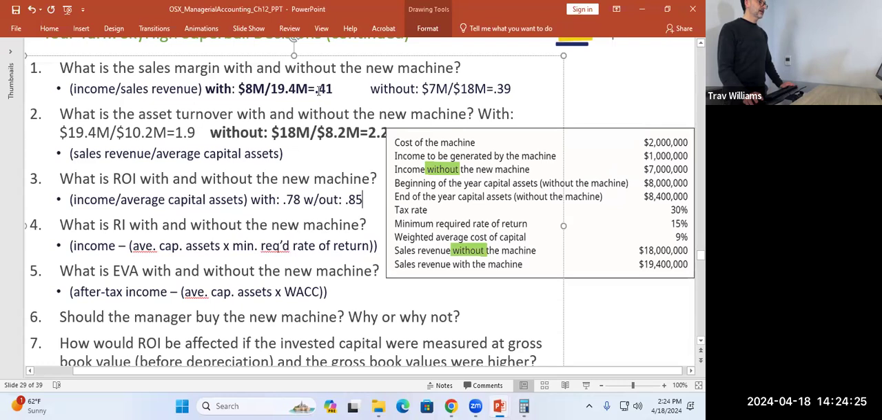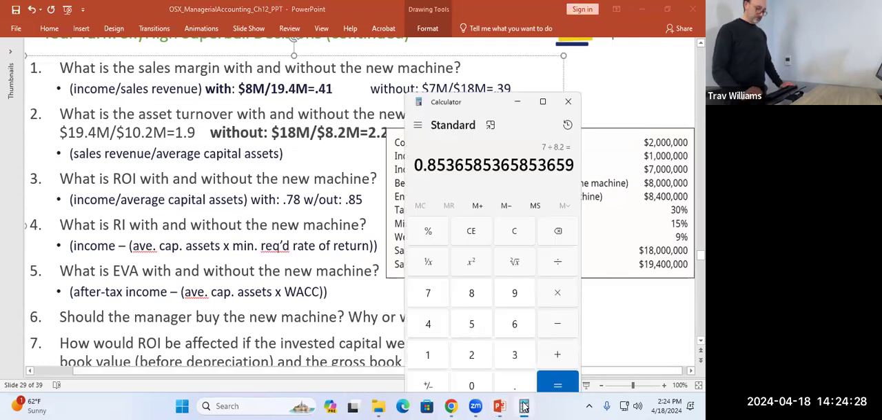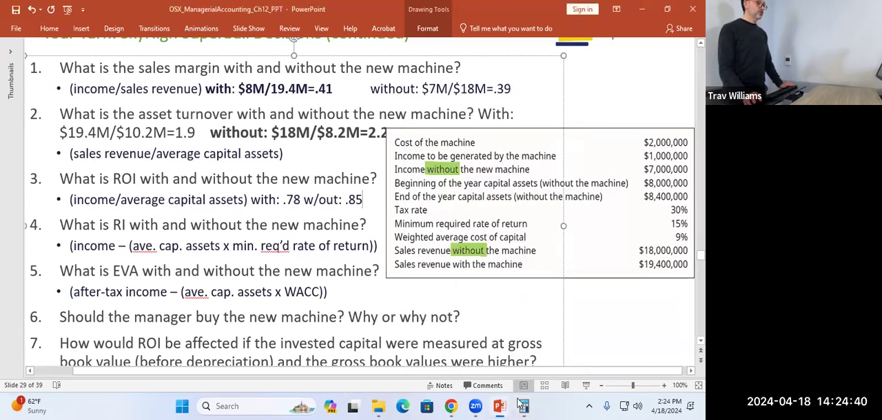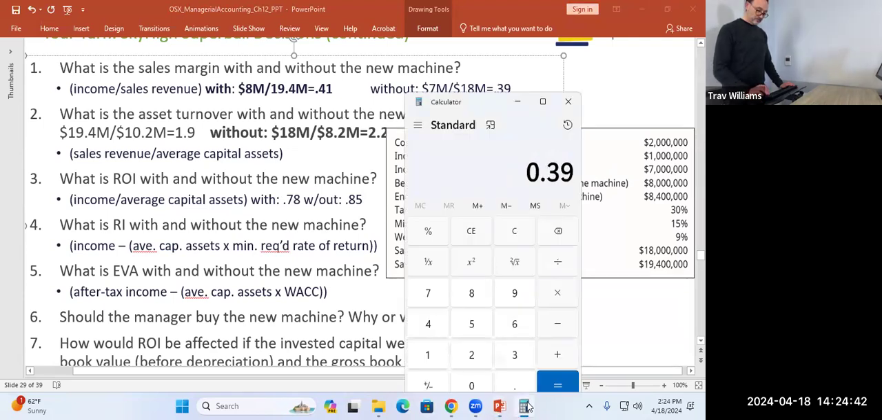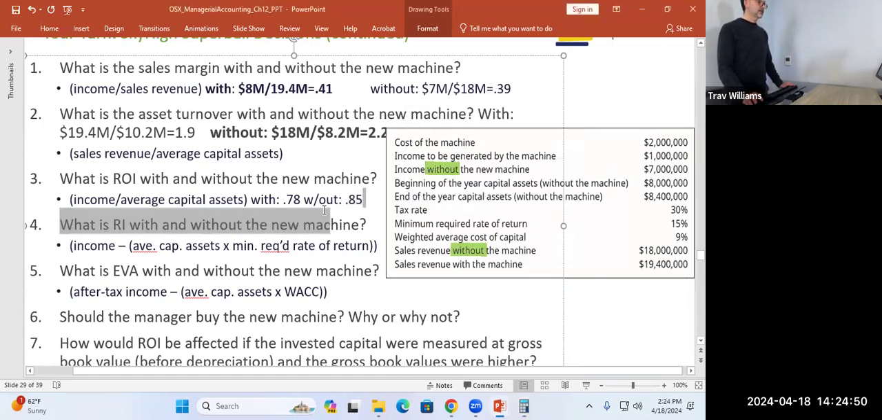We can double check it. So if we take 0.41 times 1.9, basically 0.78. And then if we take the 0.39 here times 2.2, yep, we're in the right ballpark there as well. So obviously, 85% is a better ROI than 78%, right? Okay, making progress.